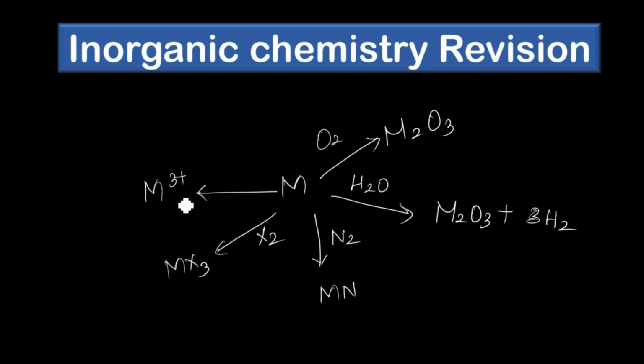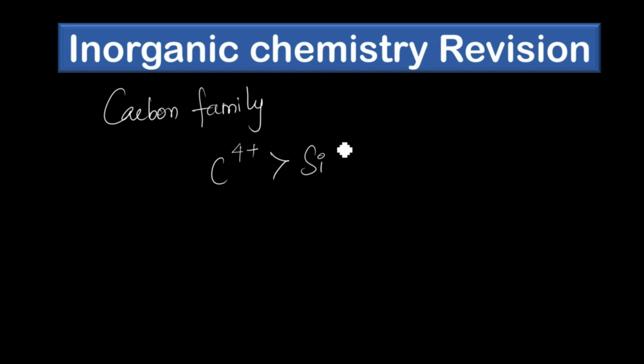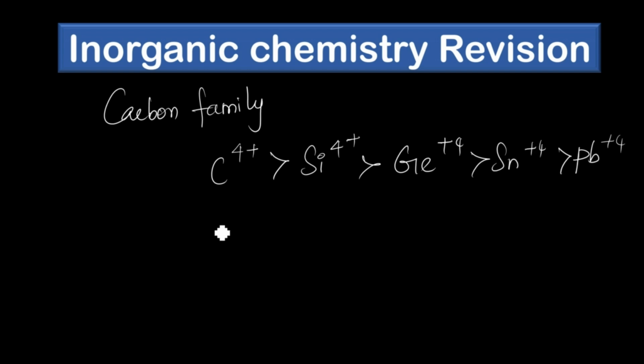Then we are moving on to group 14 elements, which are the carbon family, right? So in the carbon family, the stability order of the +4 oxidation state is: C4+ will be higher, then silicon, then germanium, tin, then comes lead. If I'm taking +2 oxidation state, carbon becomes least stable, then silicon, germanium.